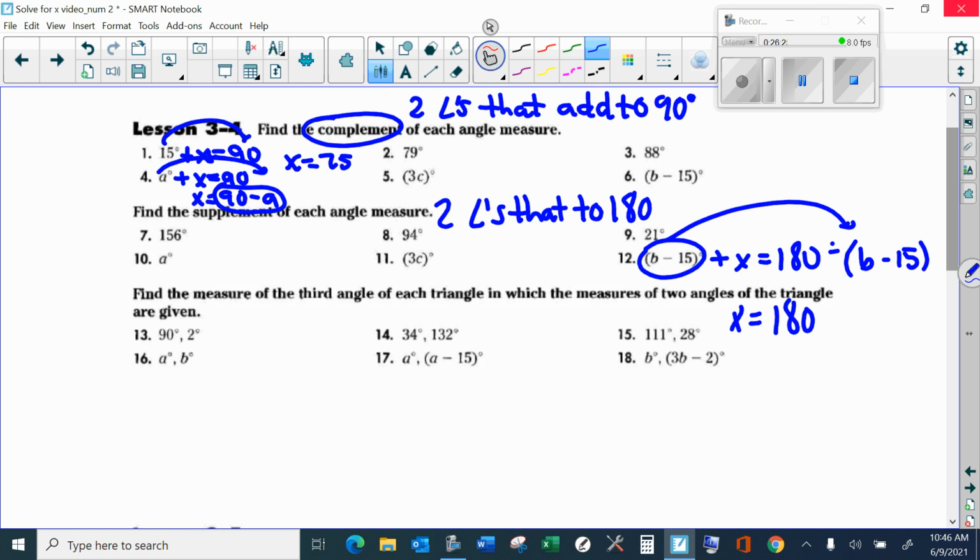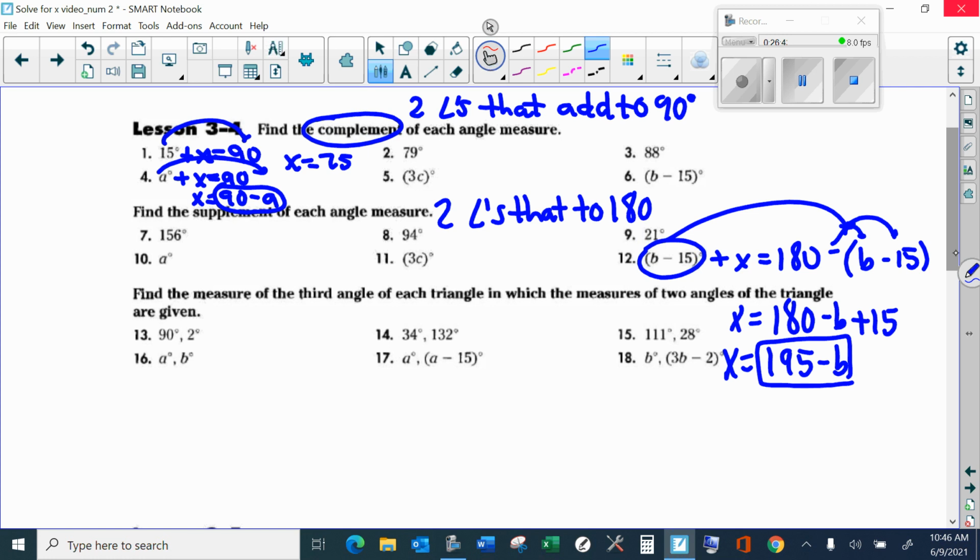Now don't forget I need to distribute this negative through here. So that's minus b plus 15. Okay, now I need to combine like terms. 180 plus 15 is 195 minus b is my answer. That's the complement.